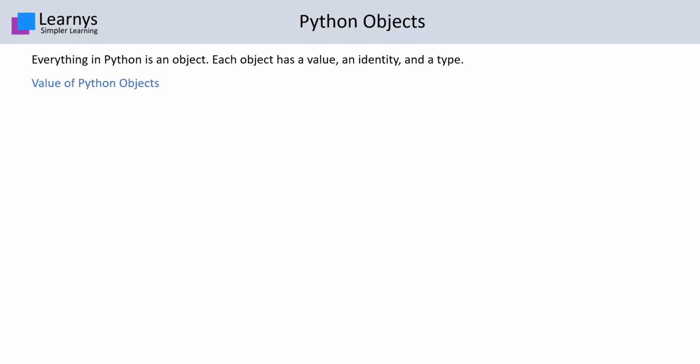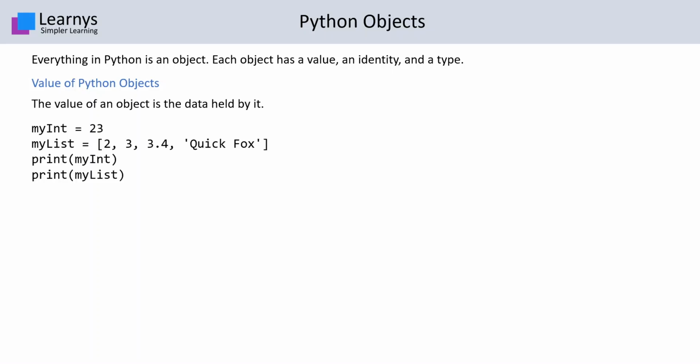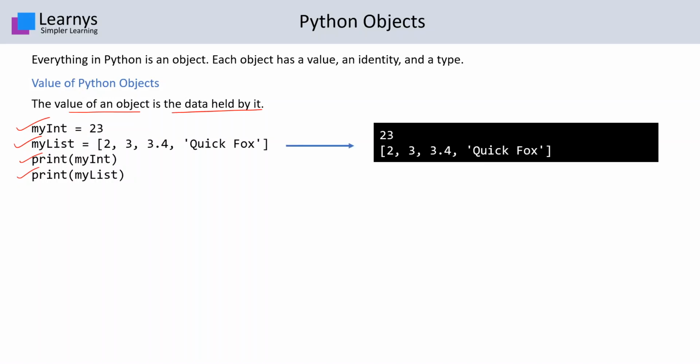First, let's see what is the value of the Python objects. For example, we write myInt is equal to 23, which is an integer, and a list having some 3 or 4 elements, and we try to print them. So whatever the value of an object is nothing but the data held by it. So when we print them, we will simply get 23 and the list. So this is the value of Python objects.